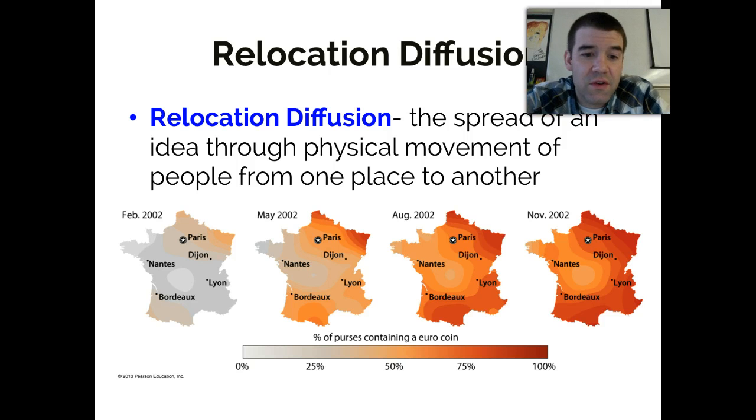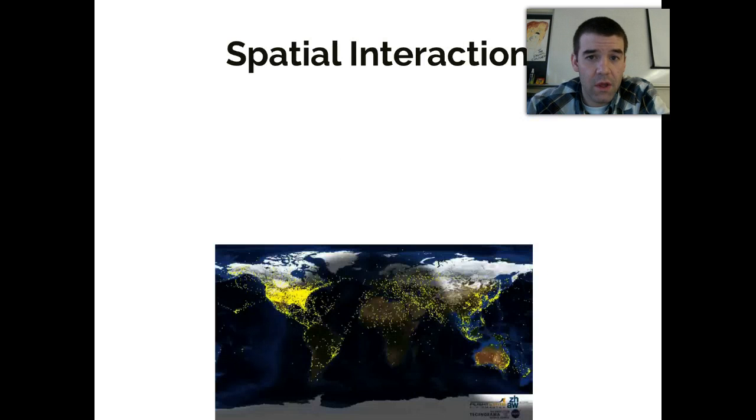When it was introduced in 2002, they were polling and seeing these ISO lines represented the number of purses that actually had euro coins. In February 2002, the relocation diffusion of euro coins throughout France was limited. Until you move later into the year, about 9 months later, you see a significantly higher number of purses that had euro coins, which, again, is a good example of relocation diffusion.